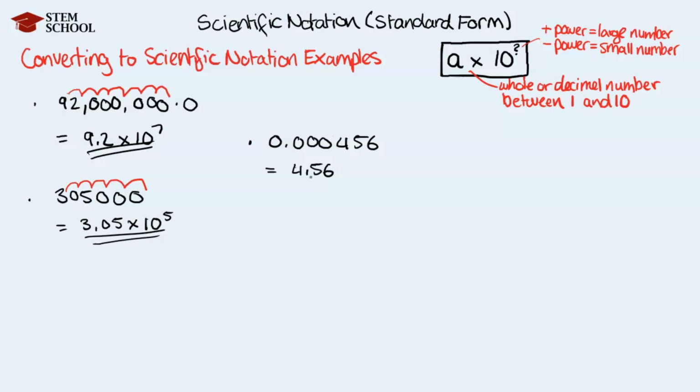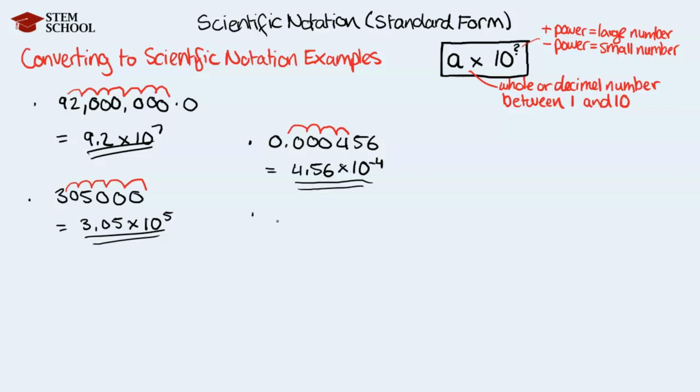And then how many jumps does it take for this decimal point to move to the back here to this decimal point? The decimal point is not going to be after the 6, okay? So be careful with that. It will be starting here. So this will be 1 jump, 2 jumps, 3, 4. So the final answer will be 4.56 times 10 to the power of negative 4. We've got a negative power, and we've got the smaller number, okay?